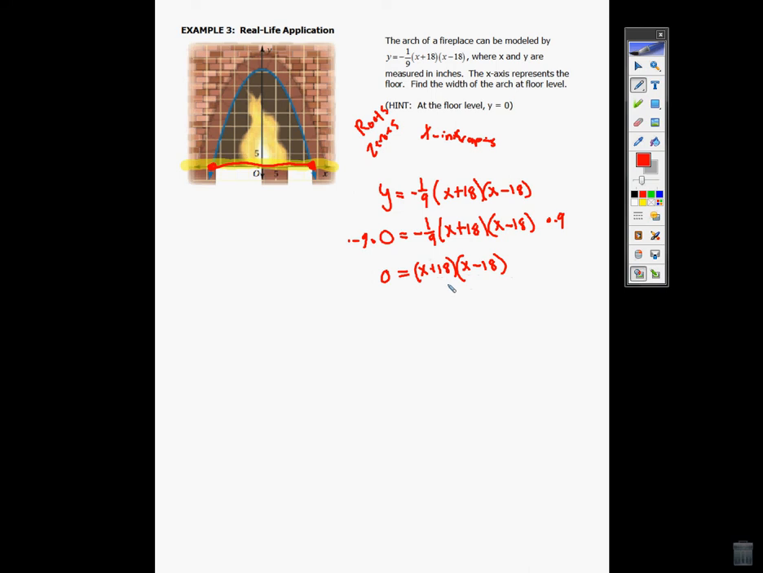From this point, I am going to let you take over. I have it set up in a way where I have 0 on one side and 2 numbers multiplying each other on the right. I want you to find the x values, and then once you've found the x values, interpret what that means for the solution we're actually trying to find. We're trying to find how wide this arch is at ground level. So given the solutions that you're going to get to this, what does that mean? And I'll check it over in class, and hopefully we can all get that. Good luck.